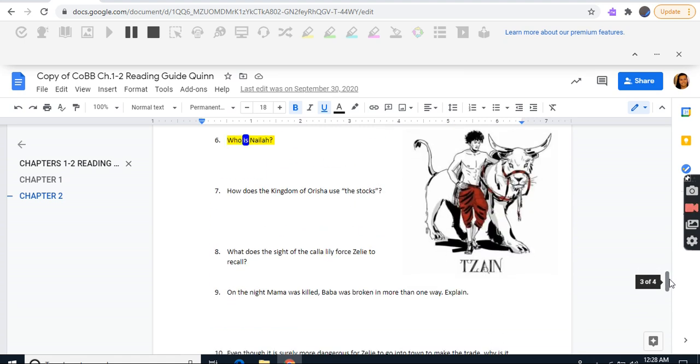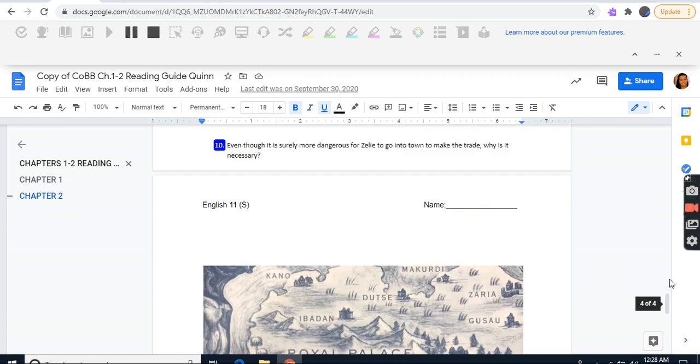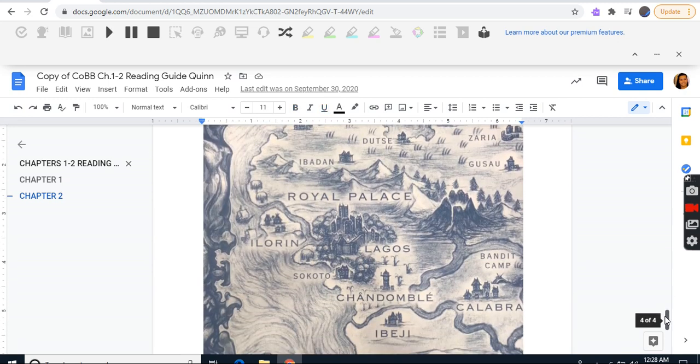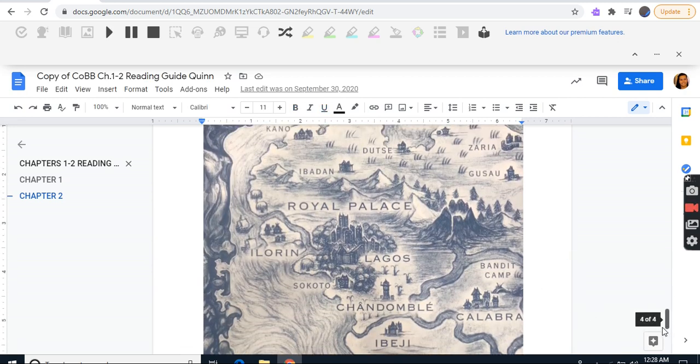6. Who is Nailah? 7. How does the kingdom of Orïsha use the stocks? 8. What does the sight of the Kala lily force Zeeley to recall? 9. On the night Mama was killed, Baba was broken in more than one way. Explain. 10. Even though it is surely more dangerous for Zeeley to go into town to make the trade, why is it necessary? So this is what the map looks like. What do you think it's located at?